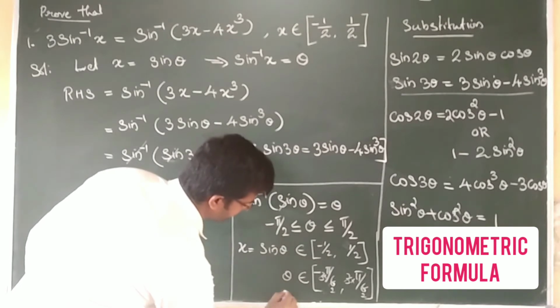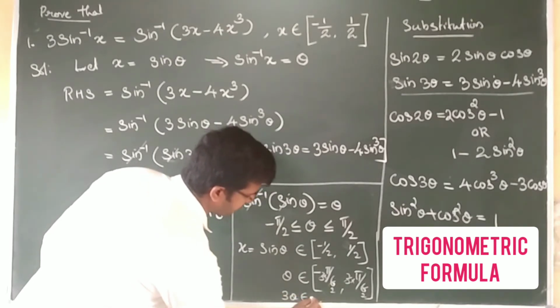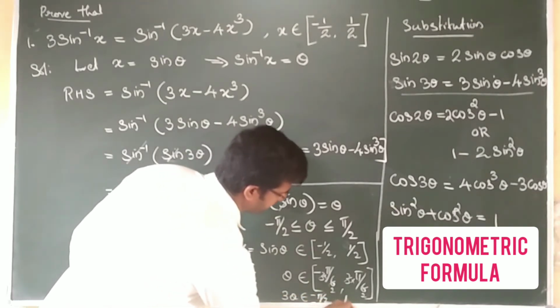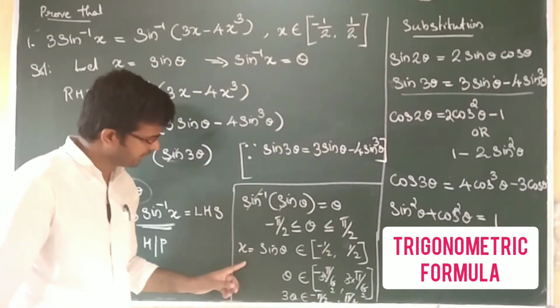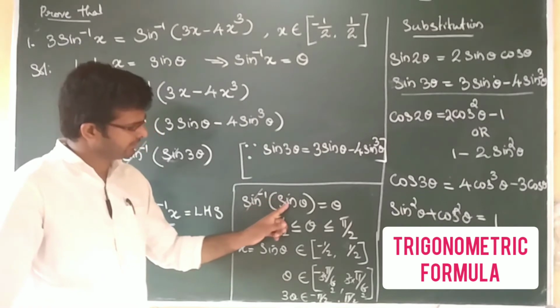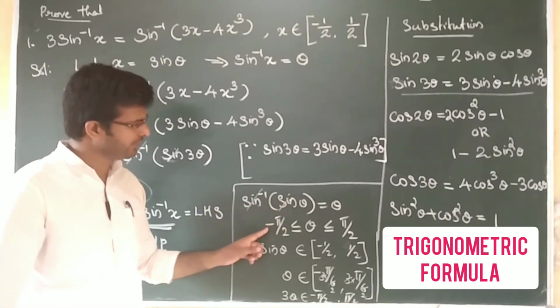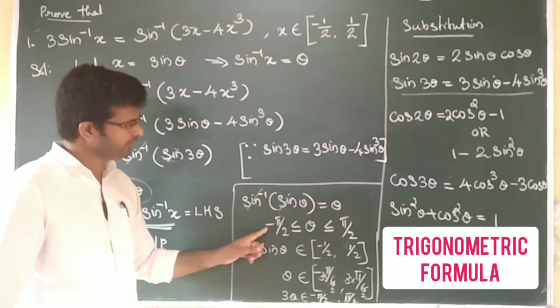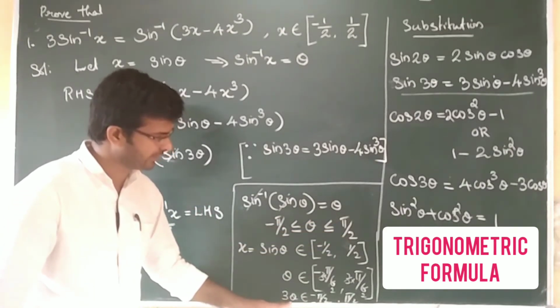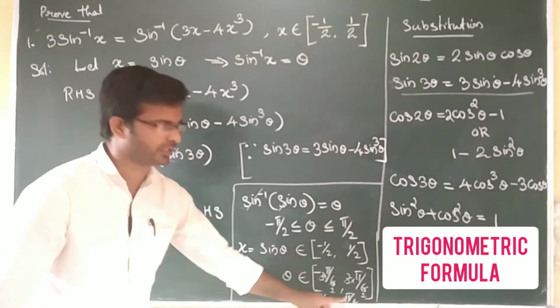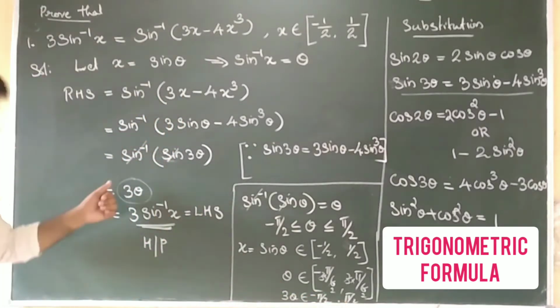Then 3 theta value will be between minus pi by 2 and pi by 2. Look, first condition, we can cancel this sine inverse and sine when 3 theta is between minus pi by 2 and pi by 2. In the final answer we got 3 theta between minus pi by 2 and pi by 2, isn't it? Then only we can cancel.